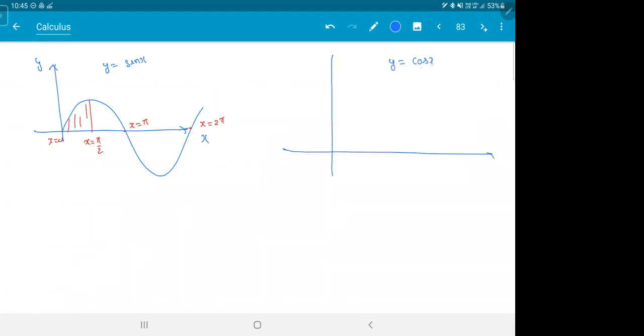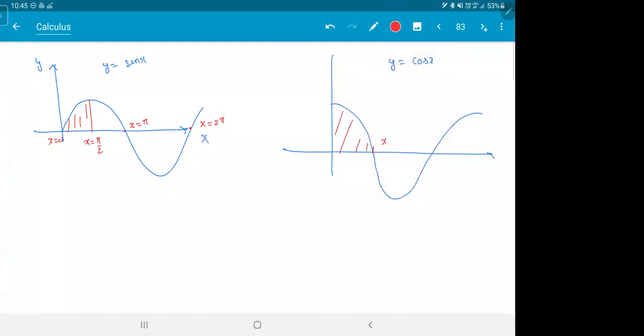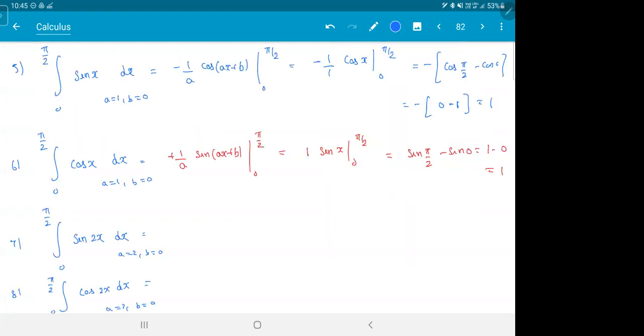Y is equal to cos x ka integral. The graph starts like this, and you're finding this area. The graphs are just for you to show like what we're actually trying to calculate. What about this guy?